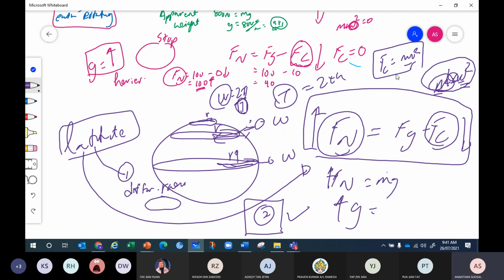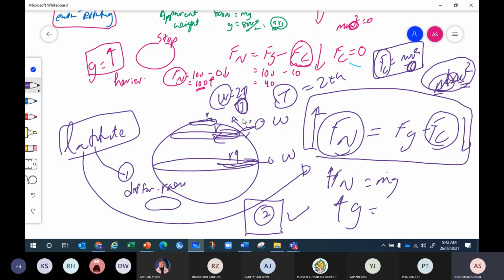Because if you use mv squared over r, we are checking what happened to Fc with a change in r, right? If r changed, what happened to Fc? The other quantity must remain constant, right, when you're comparing Fc with r. But mass is constant. Is v constant when you go from the equator to the North Pole? v, the speed you are traveling at the equator and close to the North Pole.